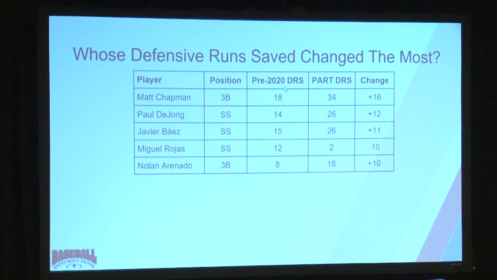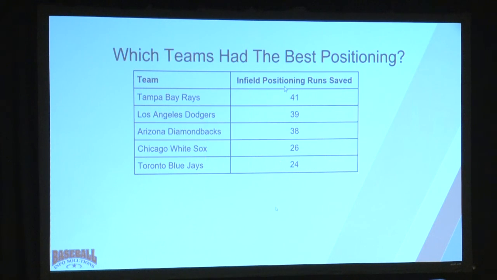And the common thread between these five guys is that when their team shifted, they excelled. All of these guys had good defensive run save numbers enhanced by their performance in the shift, except for Rojas, whose numbers declined because he wasn't making plays in the shift that our system felt that he should have been making. Whoops.